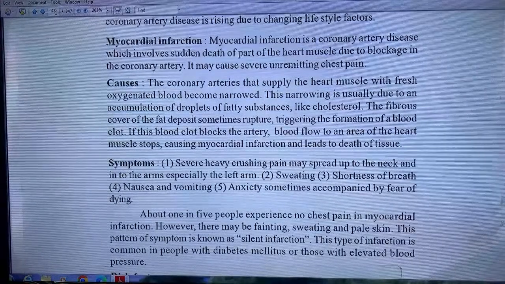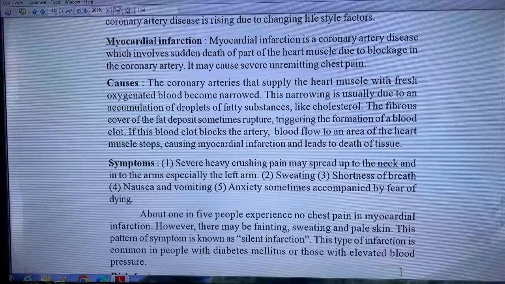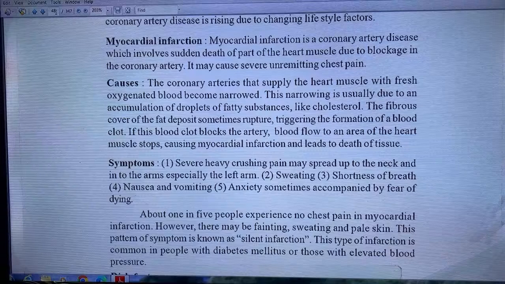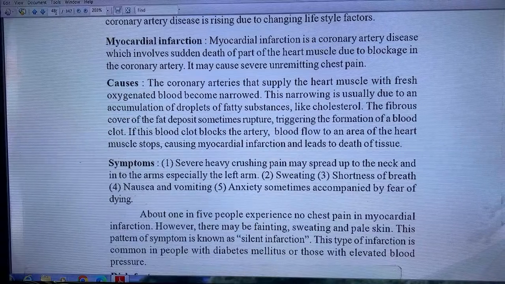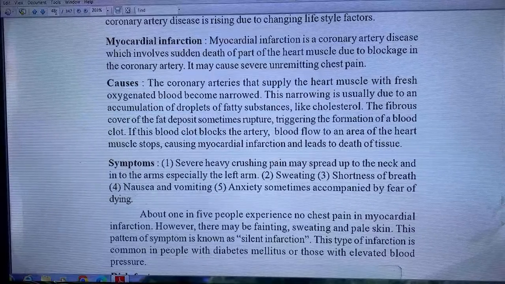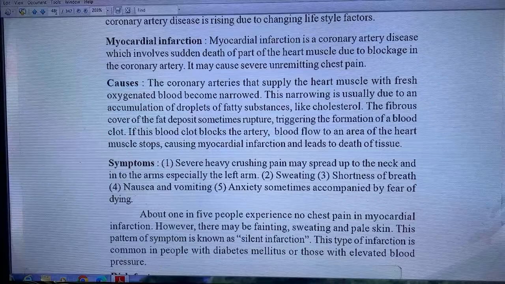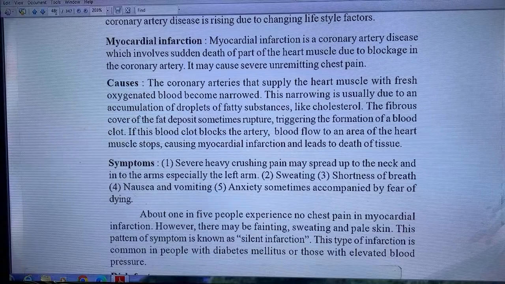Causes. The coronary arteries that supply the heart muscle with fresh oxygenated blood become narrowed. This narrowing is usually due to an accumulation of droplets of fatty substances like cholesterol. The fibrous cover of the fat deposit sometimes ruptures, triggering the formation of a blood clot. If this blood clot blocks the artery, blood flow to an area of the heart muscle stops, causing myocardial infarction and leading to dead tissue.